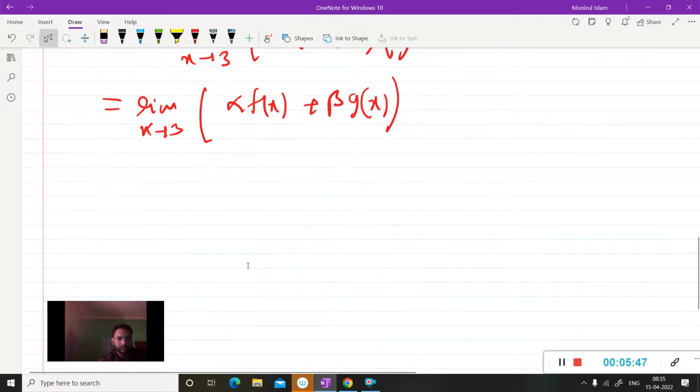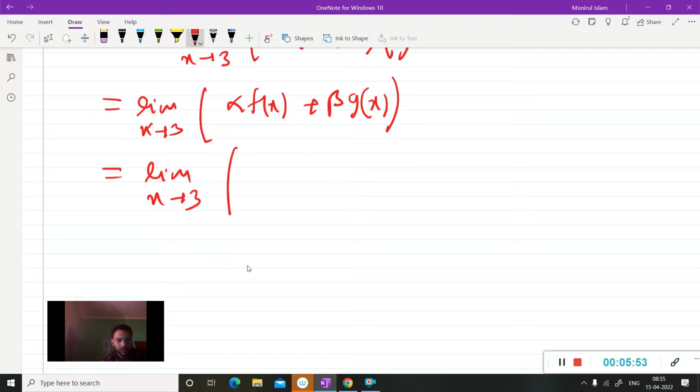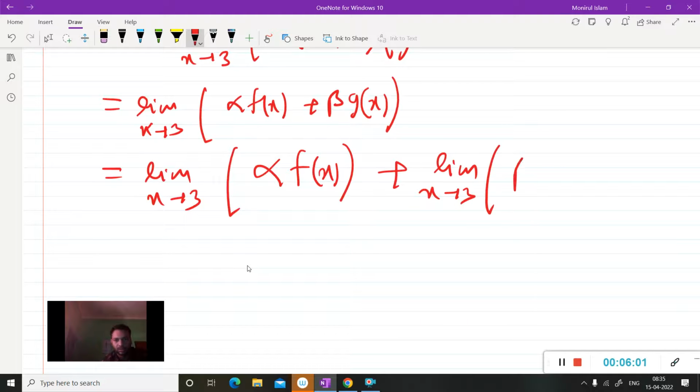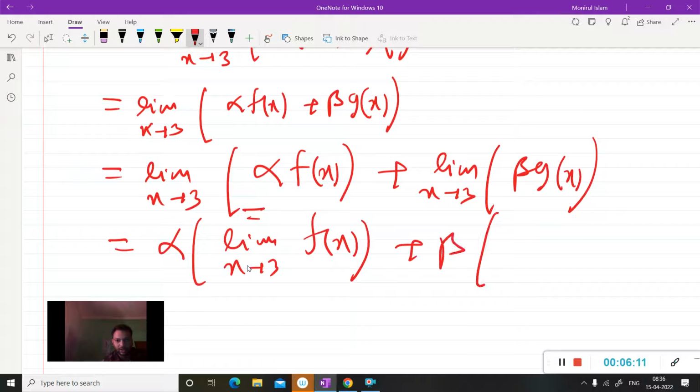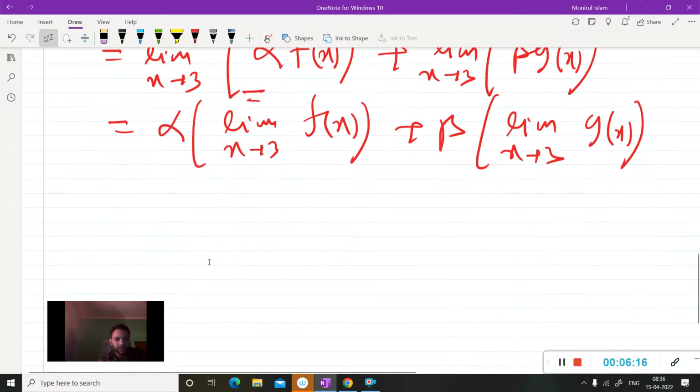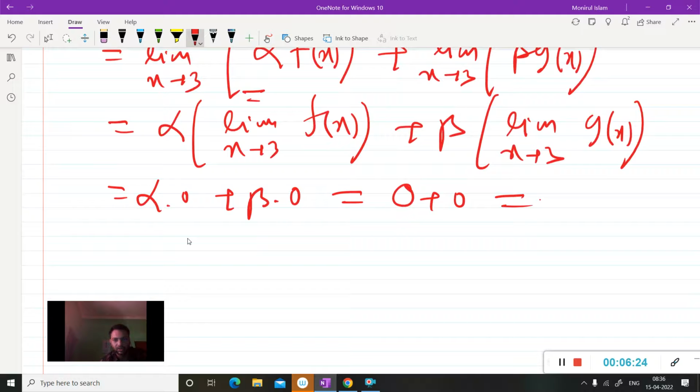So this will be limit x tends to 3 of alpha f(x) plus limit x tends to 3 of beta g(x), right? Now alpha is constant, so it will go outside, so it will be limit x tends to 3 of f(x), and beta is constant, so it goes outside, so limit x tends to 3 of g(x). Okay, so now f(x) will be 0, so alpha into 0 plus beta into 0, so 0 plus 0 will be 0.